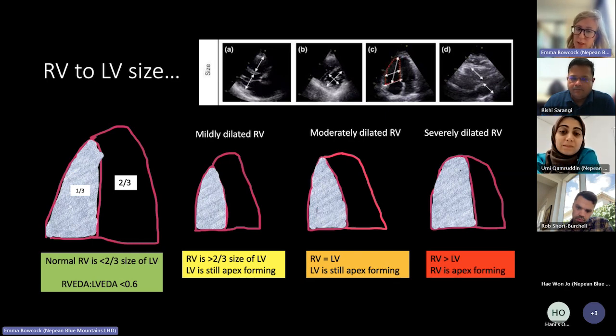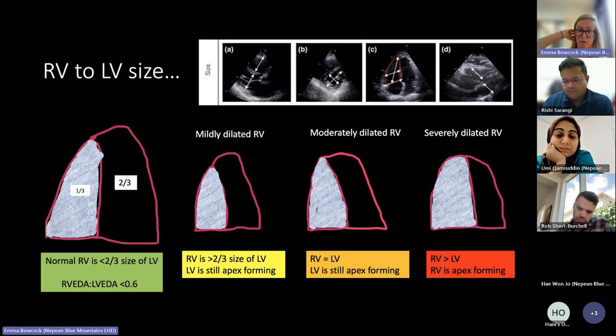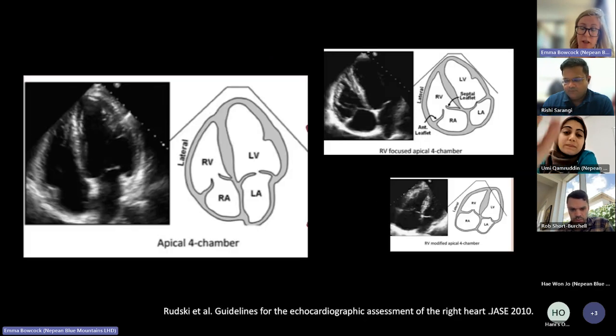This is what we use on a day-to-day basis, and I think it's really useful, provided you're on axis and you've got good imaging. If your RV and LV are equivalent sizes, but your LV is still apex forming, that's moderately dilated. And if the RV is bigger than your LV, but your RV is apex forming, then that's severely dilated. I'm sure you've all seen examples of that.